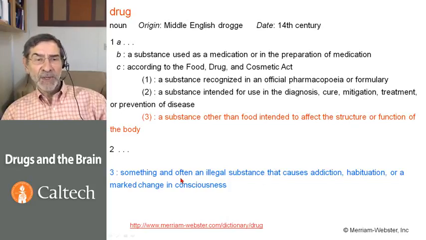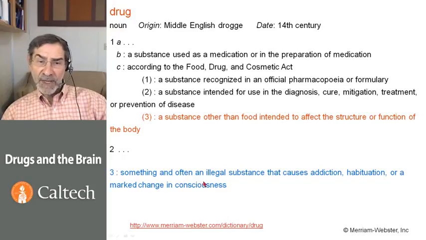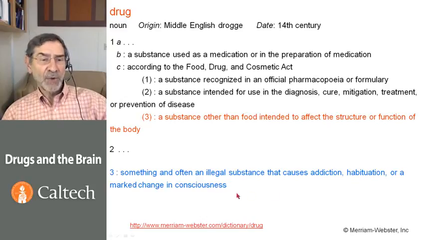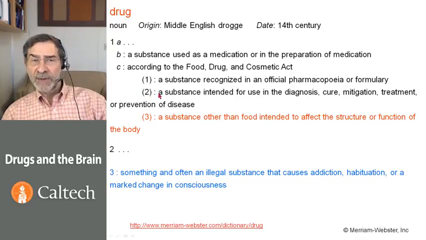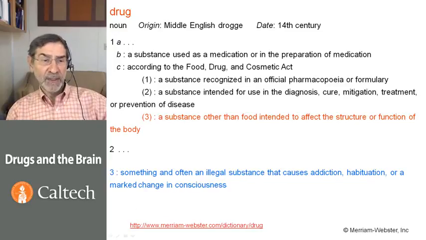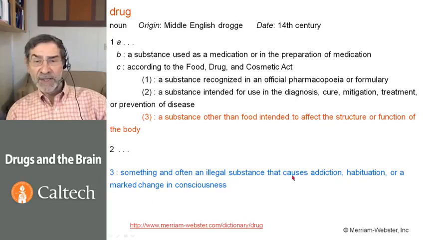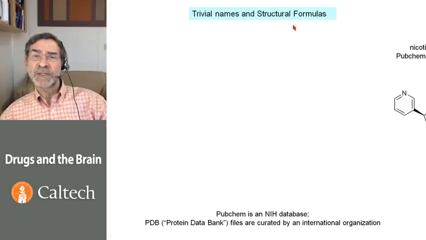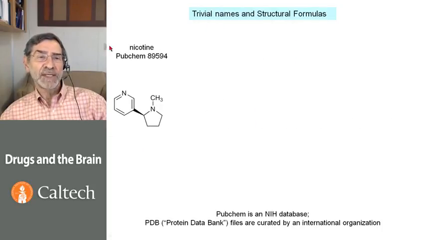according to the dictionary, a drug is something, and often an illegal substance, that causes addiction, habituation, or a marked change in consciousness. And this is the definition used by many people, and it is also the definition used by the U.S. National Institute on Drug Abuse, part of the NIH, which supports a lot of research, including some of my own research.